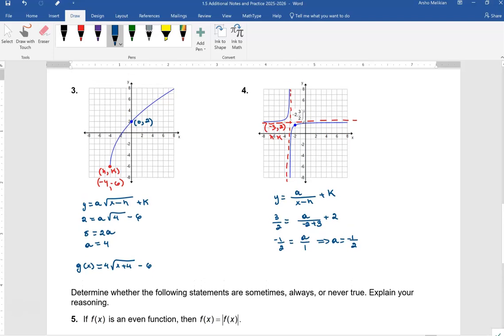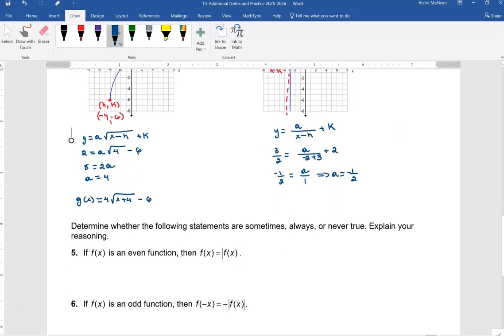It's negative. Ask me how I know that. Because in the parent function, it's supposed to be like this. The positive is up, but here it's below. So there has been a reflection.